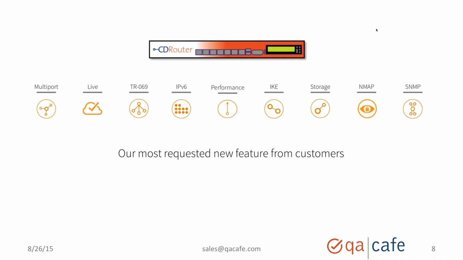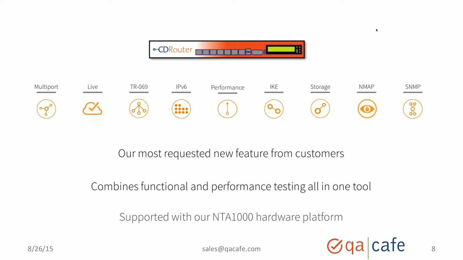This has really been our most requested feature from customers. People are very familiar with us for functional testing, but usually when we're talking with customers for the first time, they do ask us, can I do performance testing? And the answer is now, yes, you can. It combines functional and performance testing all in one tool, and this covers both wired and wireless. So it's very comprehensive. It lets you do a lot of different things in one test platform, and it's supported on our NTA 1000 hardware.